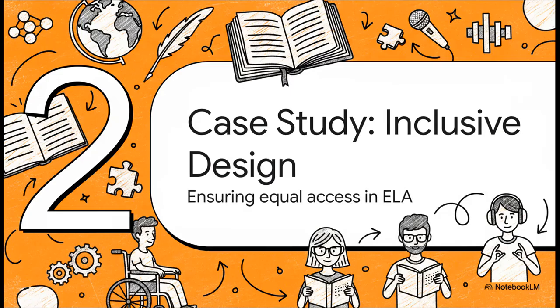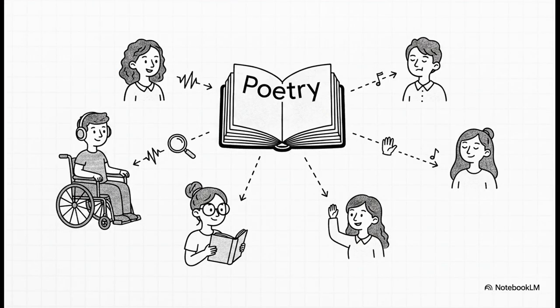Okay, dynamic content is one thing, but let's shift gears to something even more critical: inclusive design. We're going to see how this plays out in an English language arts class. Now let's meet Omar. He's so excited for his students to analyze poetry, but his class is full of diverse learners with all kinds of needs. So his big challenge is making sure every single student can get into these poems on an equal footing.